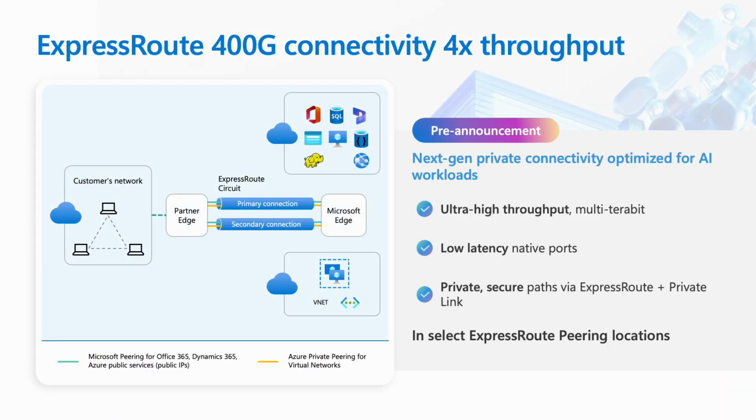Now, let's talk about innovation in that space. We recently pre-announced 400 gig ExpressRoute. That's 4x throughput; today we support 100 gig. We built that for our AI intensive customers, where they need to move training data from on-prem to the cloud to train and vice versa. And it also allows them to do that at low latency and 4x speed.